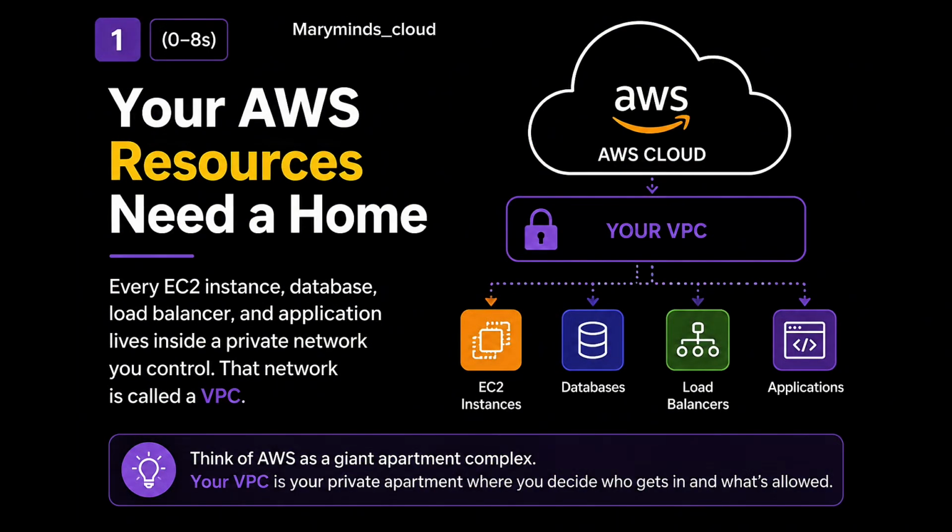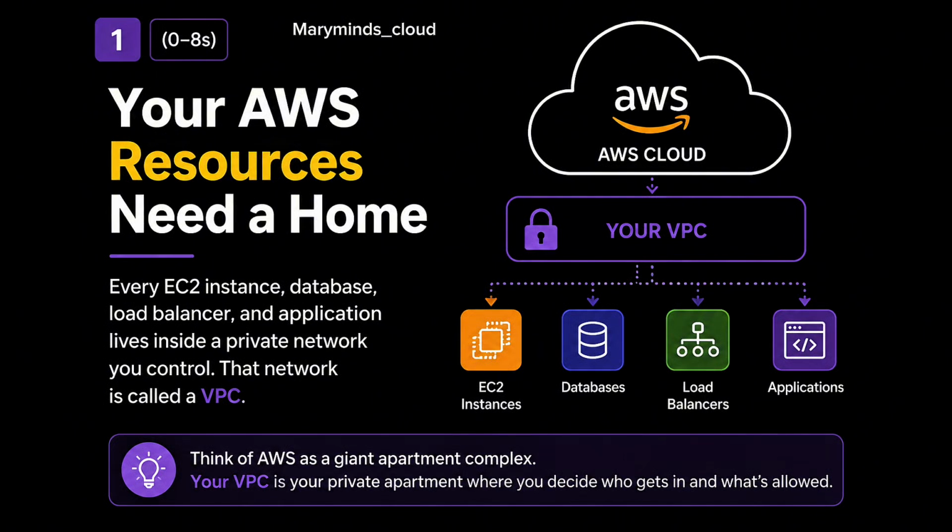Your AWS resources need a home. Many beginners think cloud servers are just floating somewhere inside AWS. That's actually not true. Every EC2 instance, every database, every load balancer, every application must live inside a network. The network is called a VPC.